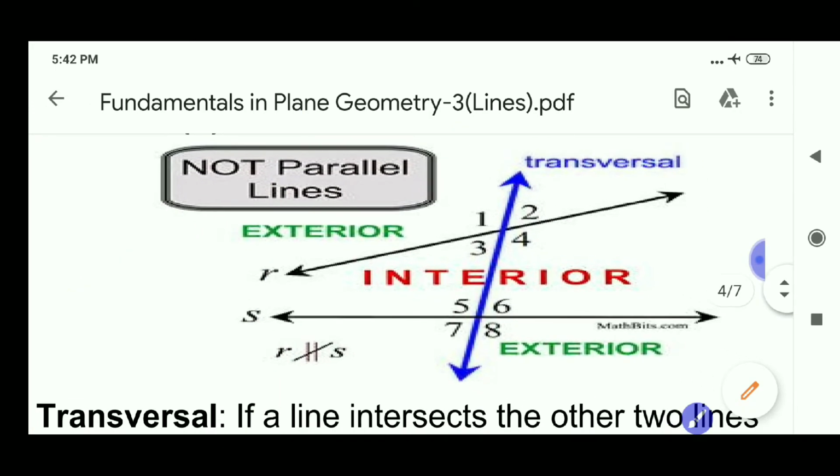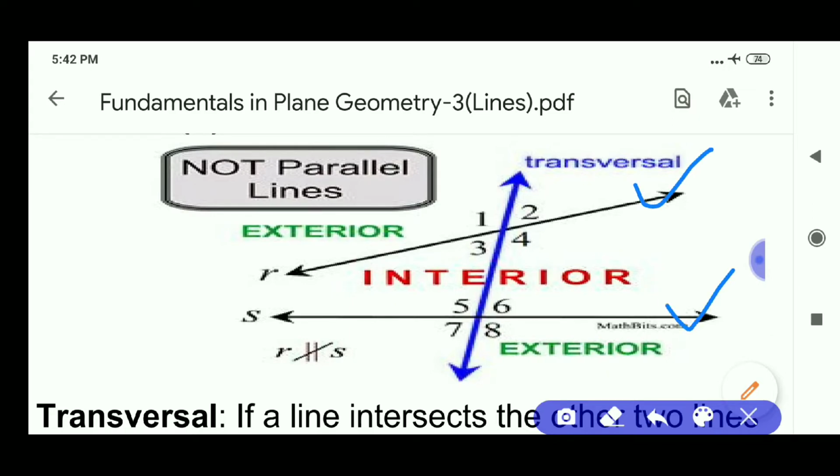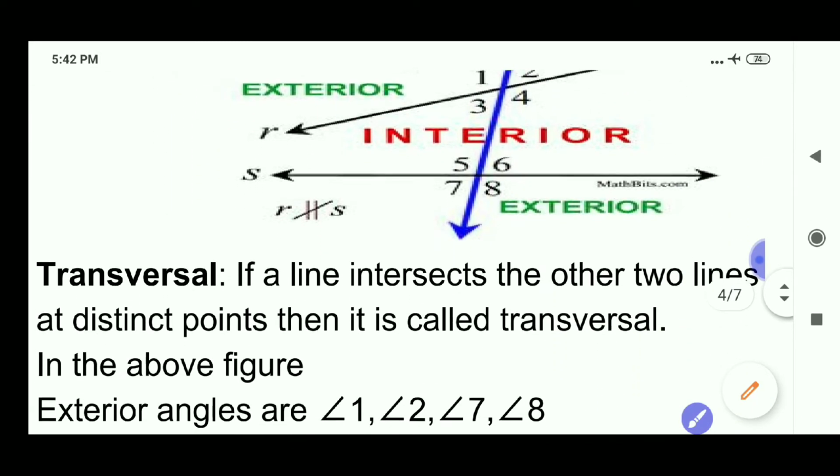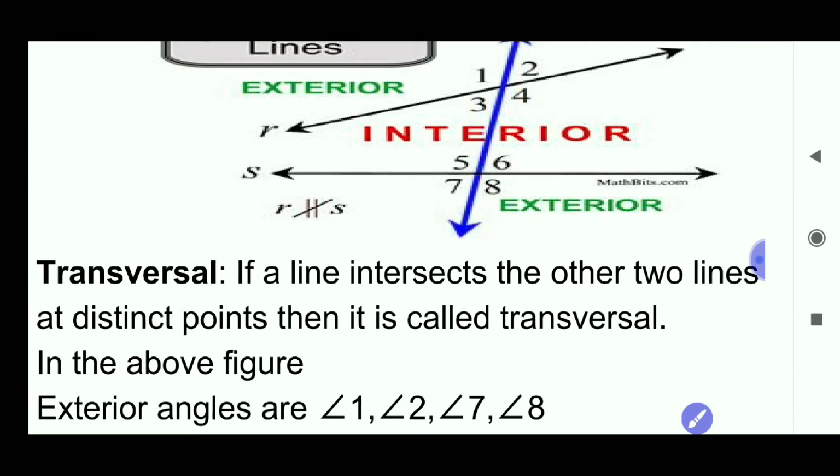Observe the figure. Here, two lines are given and this line is intersecting at two distinct points. So, this line is called transversal. Once again, if a line intersects the other two lines at distinct points, then it is called transversal.